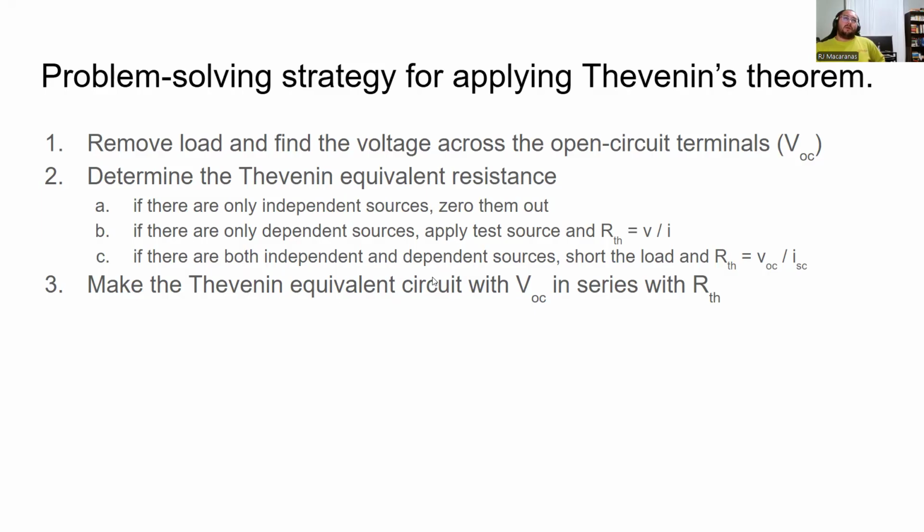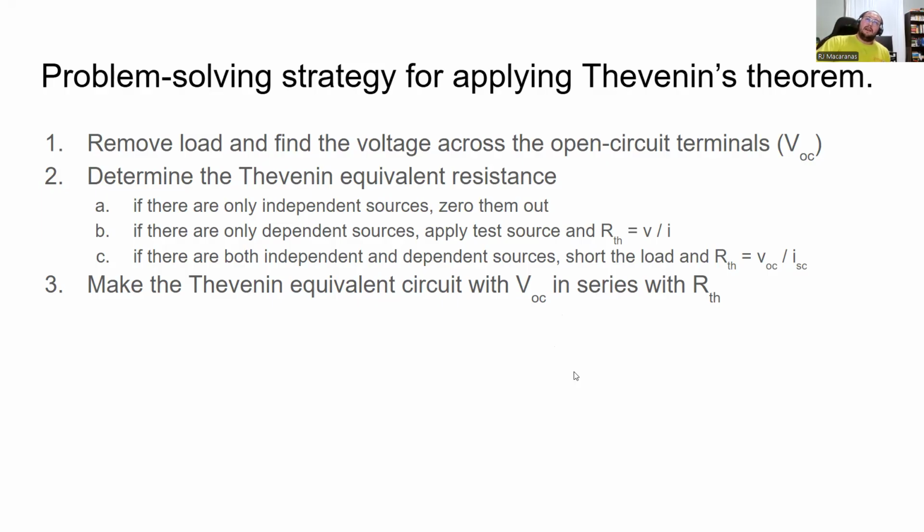There are also more advanced methods. If there are only dependent sources, then you supply a test source at the load, maybe a 1 volt source or a 1 amp source. If you apply a voltage source, you determine the current coming out of it or going into it, and that gives you the Thevenin resistance. If you apply a current source, you figure out the voltage across that current source. In either case, you can figure out the Thevenin resistance.